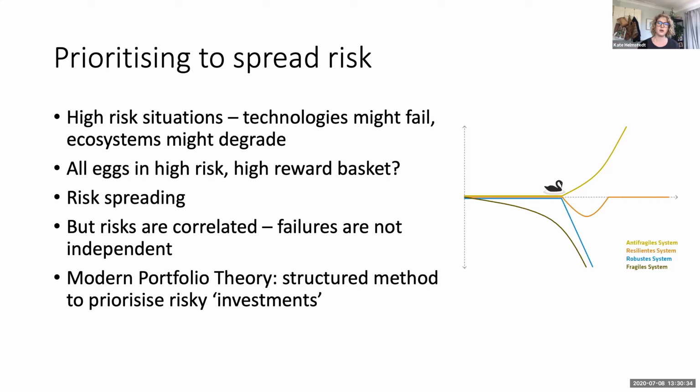And so we're using an approach called modern portfolio theory, which is a structured method to prioritize risky investments. It's used frequently in financial systems to really, in a structured way, think about what it means to spread risk in these systems where we have high uncertainty and the potential for high rewards or really high losses. And so I think that type of approach will need to be thinking about these risks and these rewards and these correlations in the Antarctic system as well.